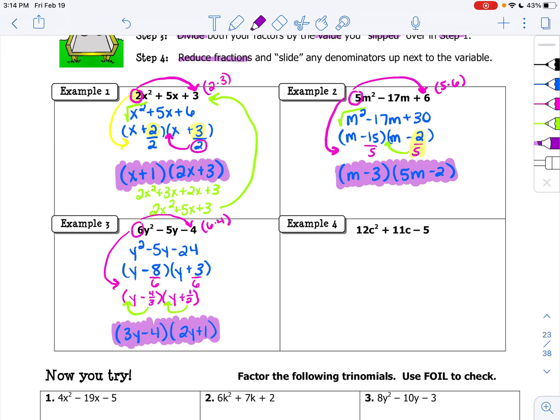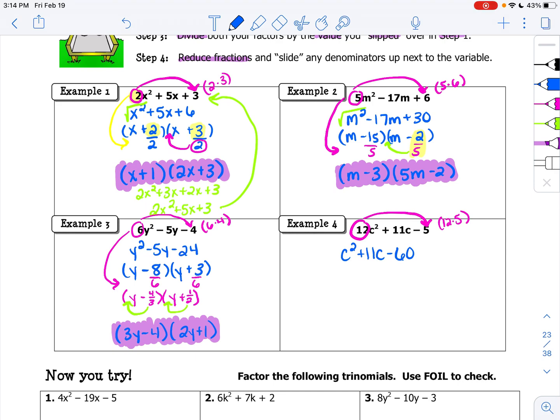One more example. Since my leading coefficient is greater than 1, we're going to take a and slide it to c, and we'll have to do 12 times 5. That would give us c squared plus 11c minus 12 times 5 is 60.